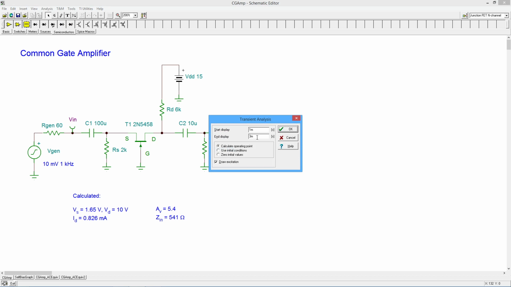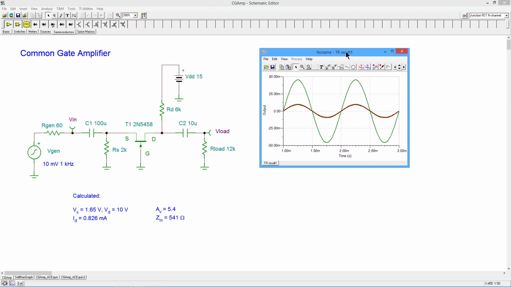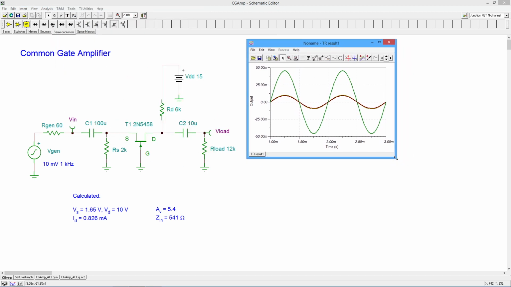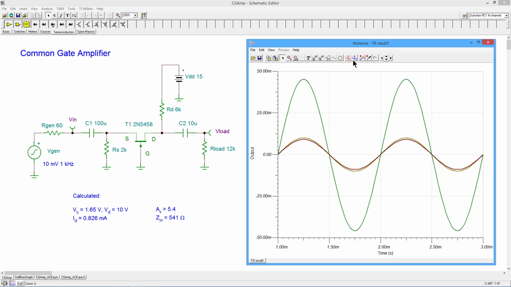So I'm going to go from 1 to 3 milliseconds, or skip over the turn-on transient. So we'll get 2 cycles out of here since I'm running at 1 kilohertz. And let's bring this over here so we can see it. All right, now I've got some colors here that are kind of similar.